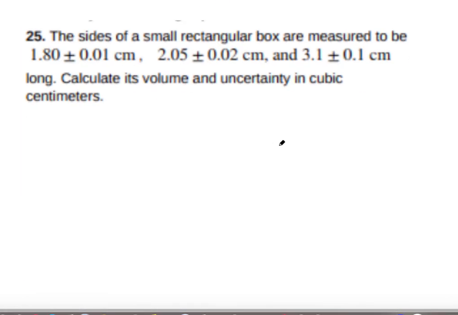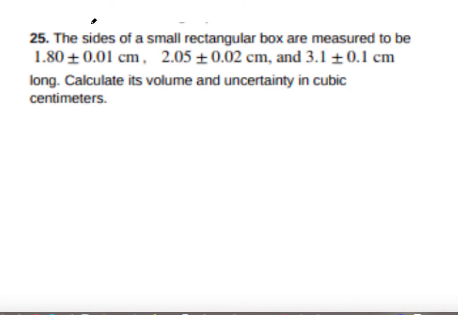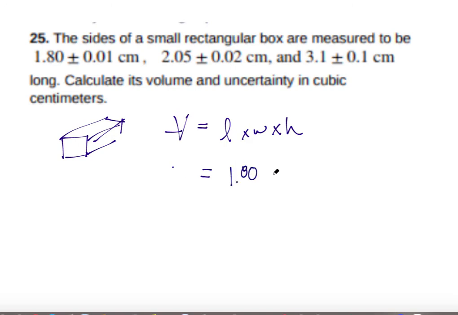All right, getting close to the end. So this last bit, I'm making a small rectangular box with these measurements. So in case you've forgotten, this is what my box is going to look like. And so I have 3 measurements, and the volume of this is going to be length times width times height, so I'm just going to multiply these numbers together. So I have 1.80 times 2.05 times 3.1. Plugging this all into my calculator, I get a value of 11.439, and that will be centimeters cubed because I have centimeters times centimeters times centimeters.